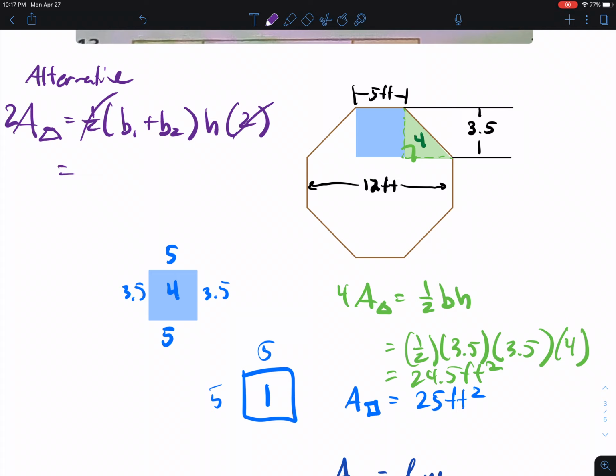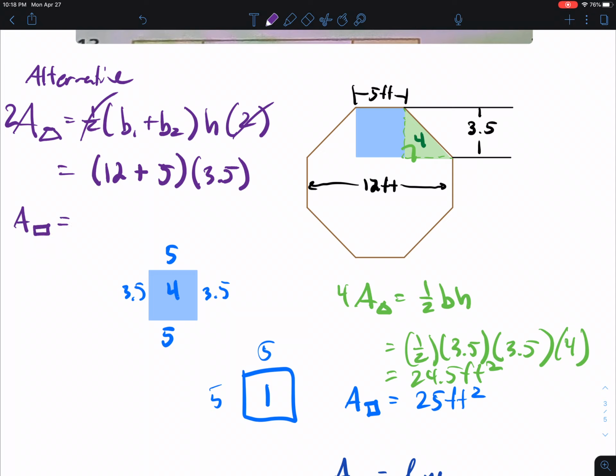So then the base is from the top to the bottom, so that's 12 plus, that one is 5. And the height is here to here, which should be the same as this. Should be 3.5. Okay, so we captured both of them. We'll get a number there, and then we need to find the area of that middle rectangle.